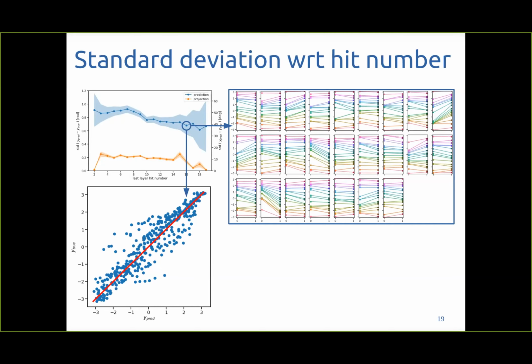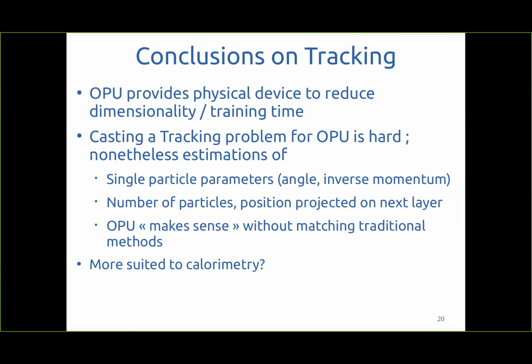And for the first part, for tracking, my conclusion would be this. The OPU is a physical device that's suited to something particular, to reducing dimensionality and training time on some problems. Half of the difficulty is to cast the problem. And for tracking, casting a problem for the OPU is quite hard.